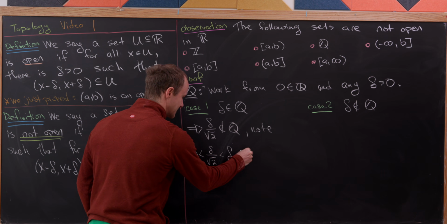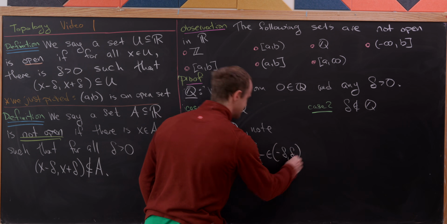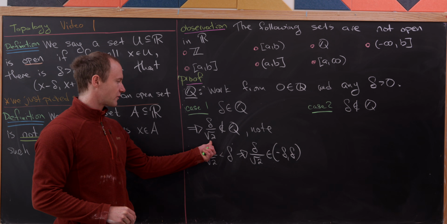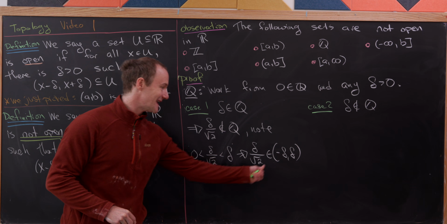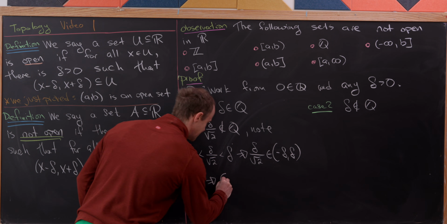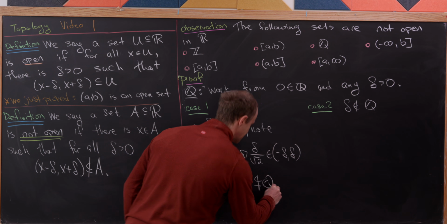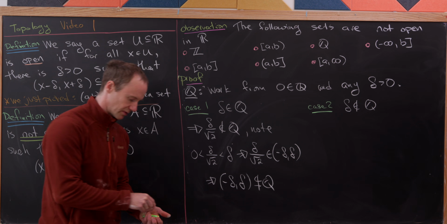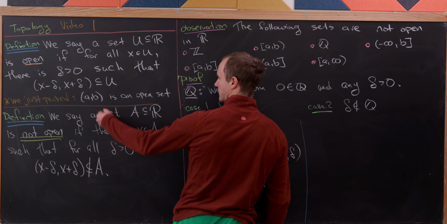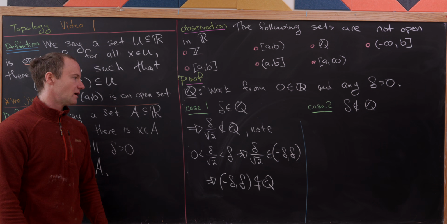But what that tells us is that delta over the square root of 2 is an element of minus delta to delta. But let's see what we have. We have delta over radical 2 is not rational, but it is on the interval from minus delta to delta. But putting those things together, we see that the interval from minus delta to delta is not contained within the rational numbers. Okay, so that means that, well, we've shown the not open condition over here if we started with a rational number.